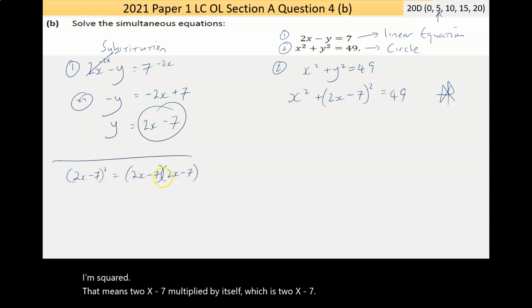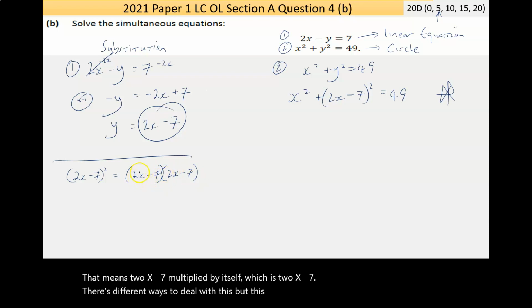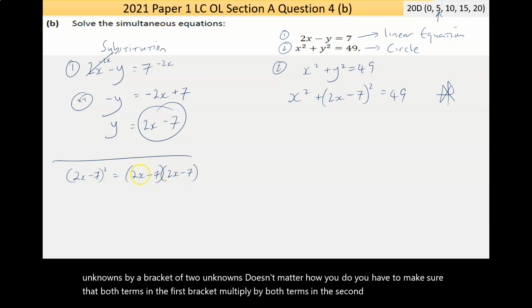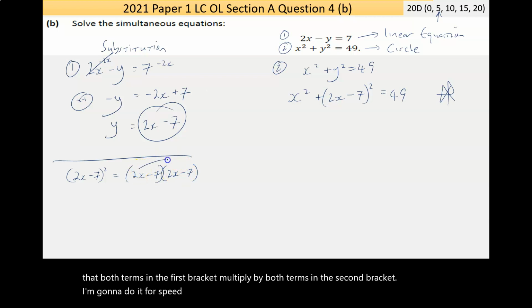Now, there's different ways to deal with this, but this is the multiplication of a bracket of two unknowns by a bracket of two unknowns. Doesn't matter how you do it, you have to make sure that both terms in the first bracket multiply by both terms in the second bracket. I'm going to do it for speed here. I'm just going to track it along.